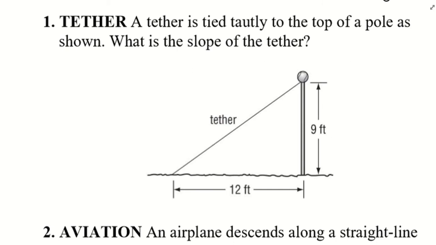So what is the change in y here? The change in y is 9 and the change in x is 12. So you would write your fraction as 9 over 12. Preferably, when it comes to slope, we do prefer to simplify that. So rather than writing it as 9/12, I ask that you reduce that fraction.